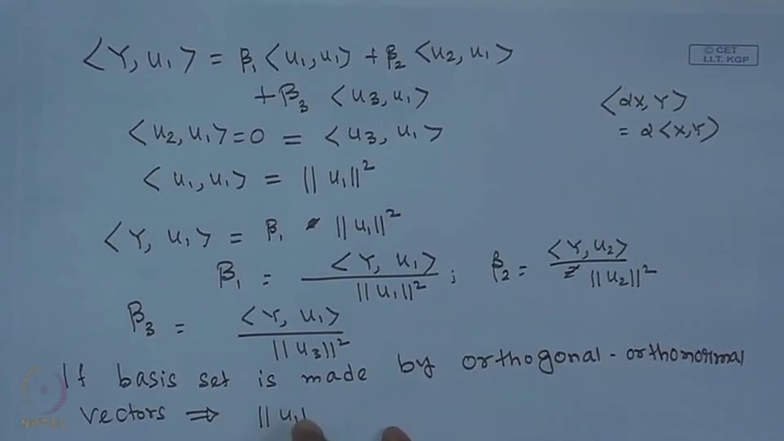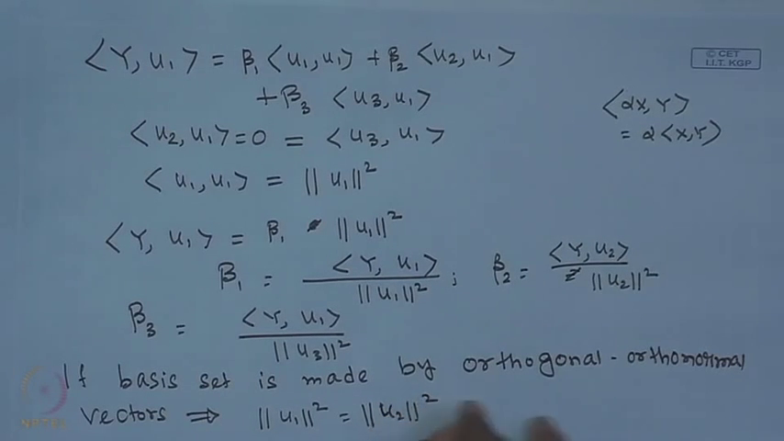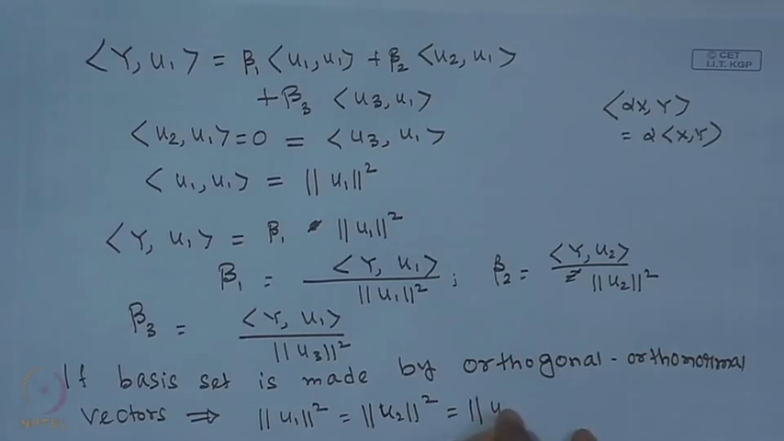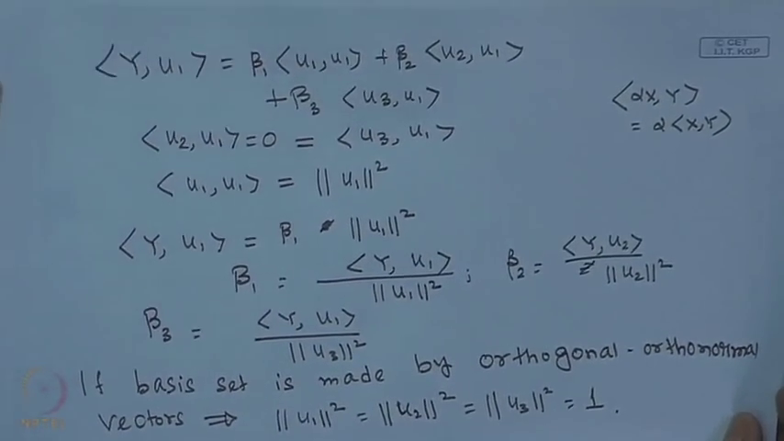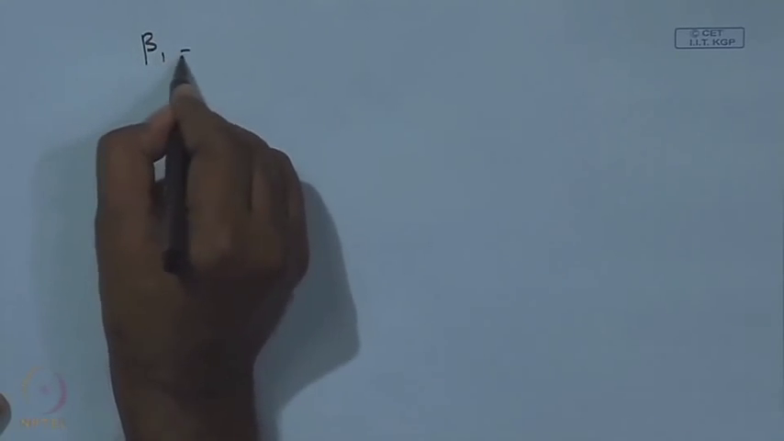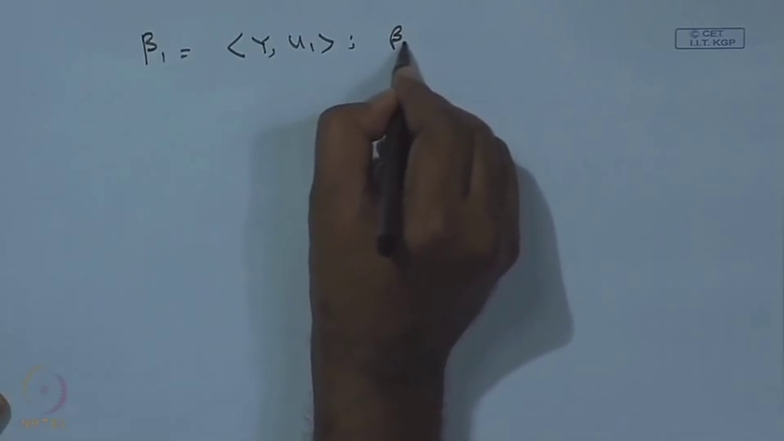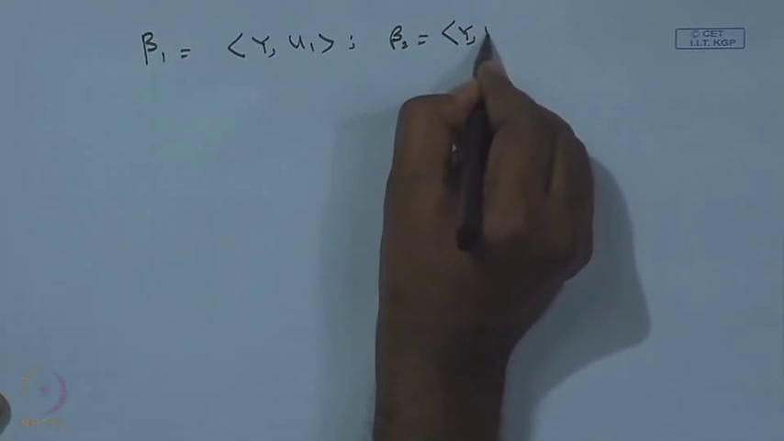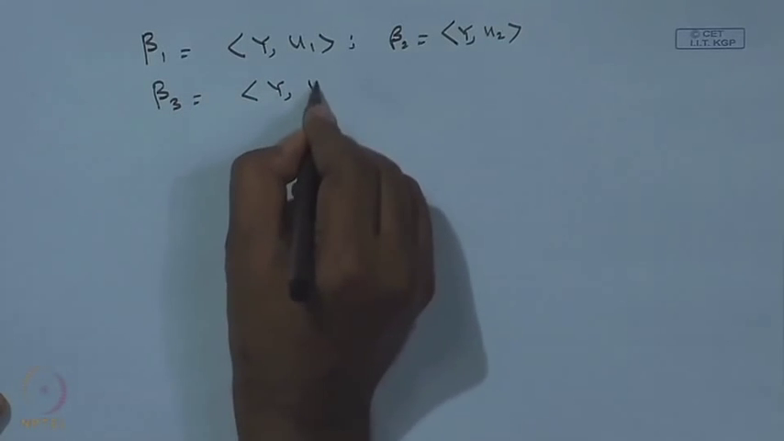That means the norm of u1 squared is equal to the norm of u2 squared, equal to the norm of u3 squared, equal to 1. So in that case, the denominators of all these scalar multipliers will be equal to 1, and the whole thing has been tremendously simplified. You will get beta 1 equal to the inner product of y and u1, beta 2 is nothing but the inner product of y and u2, and beta 3 is nothing but the inner product of y and u3.